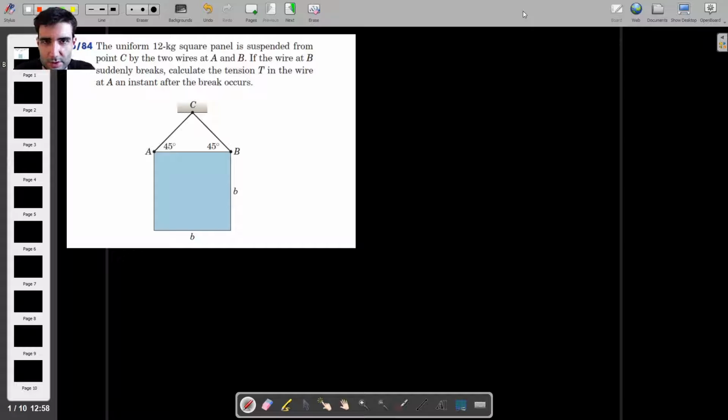So we're dealing with a square panel, which has the length of one side of B, and then the mass of the square panel is 12 kilograms. Now, this square panel is attached to point C with the aid of two wires, and then one of them just breaks, and we're asked to find the tension in the other wire.